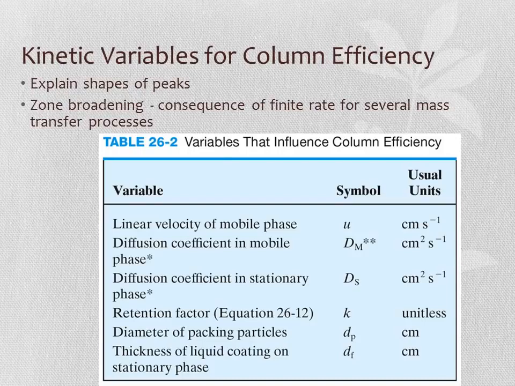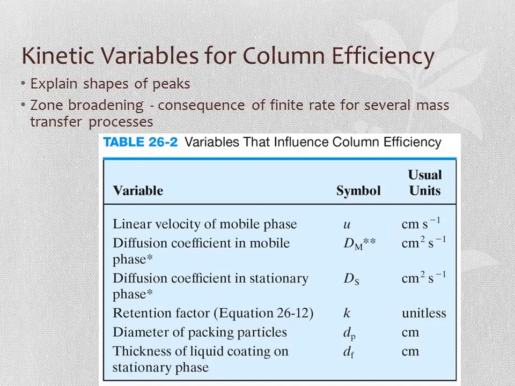All right, so things are broadened. We've got a standard deviation, we've got some variability in a Gaussian shape. Let's think about what governs the shape of the peaks. It turns out there are a lot of kinetic variables that describe how broad a zone or a band will be. And it includes how fast the mobile phase is flowing, which we'll abbreviate u. It includes diffusion coefficients, how quickly your analyte is moving both in the mobile phase and the stationary phase.